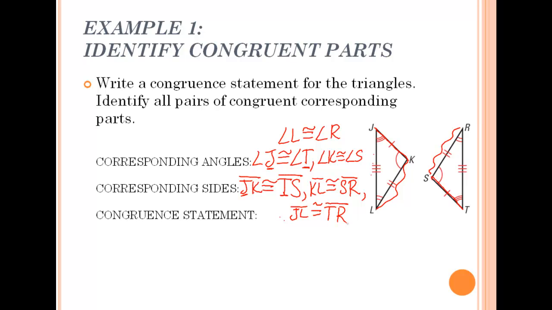For our congruence statement, we want to make sure our letters are in the right order, so I can say triangle JKL is congruent to triangle, and we know J corresponds with T, so I want T here, and K corresponds with S, so I want S here, and L corresponds with R, so I want R here.